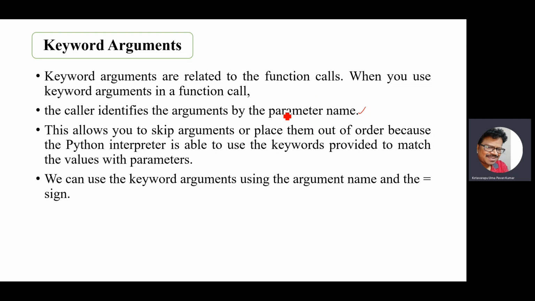We'll see some examples. This allows you to skip arguments or place them out of order because the Python interpreter is able to use the keywords provided to match the values with the parameters. Suppose they are interchangeable, I can use A, B or B, A, something like that, but still internally Python maintains the corresponding identity. We can use keyword arguments using the argument name equal to.